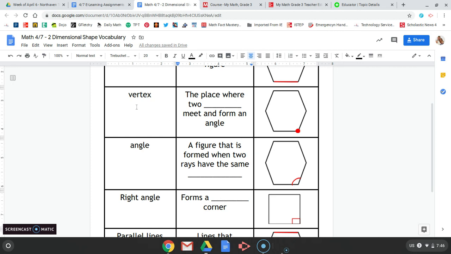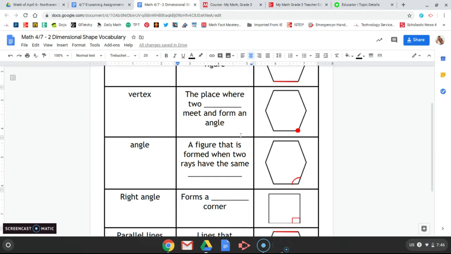The next vocabulary word is the word vertex. Okay, vertex is basically a math word for corners. So the place where two sides meet and form an angle. Okay, so see how this side joins with this side, and that makes a corner or a vertex. Okay, so this shape actually has 1, 2, 3, 4, 5, 6 vertices. So if there's more than one, we say vertices instead of vertexes.